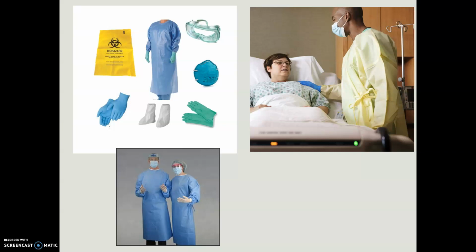So in that picture, you see goggles in the corner, right below that a higher level mask, and you see gloves and you see booties for your feet. But you also see a plastic impermeable gown. That means that nothing will go through it, and gloves.